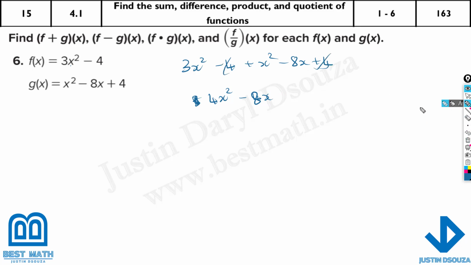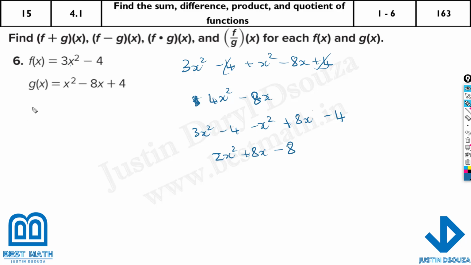That's the answer. What about subtraction? With 3x squared minus 4 minus x squared minus 8. Okay, now here, yeah, we have done it. Yeah, 4x squared. This is correct. Addition is correct. Now subtraction, you need to change the sign. Minus x squared done. This will be plus 8x and minus 4. So that will give us 3 minus 1 will be 2x squared plus 8x, and lastly we have minus 8.